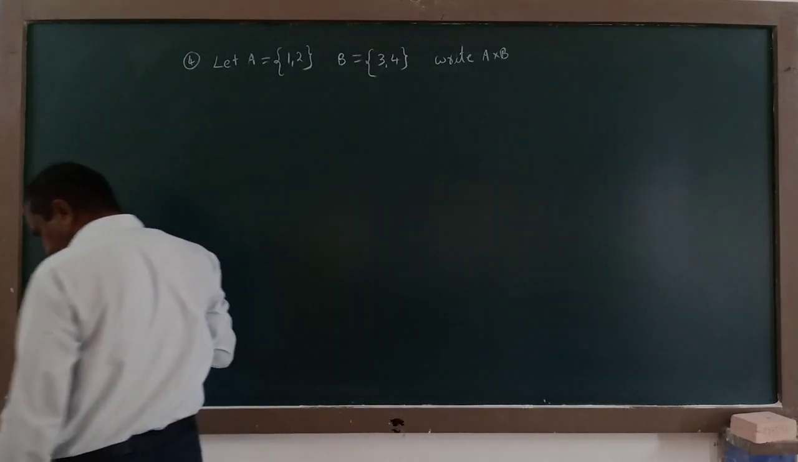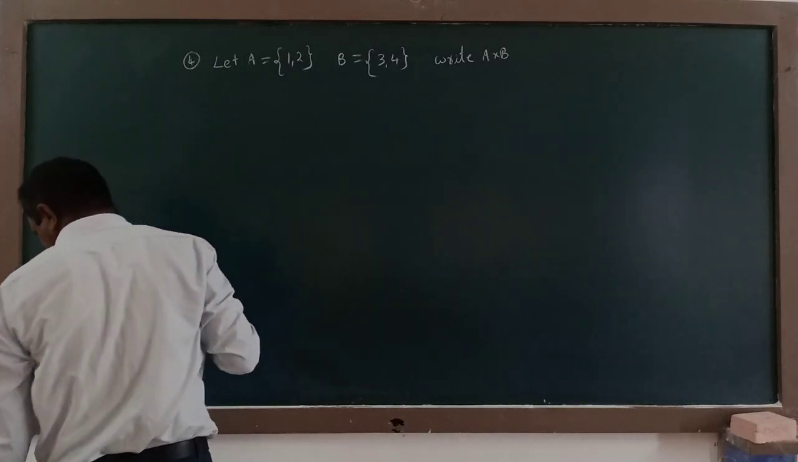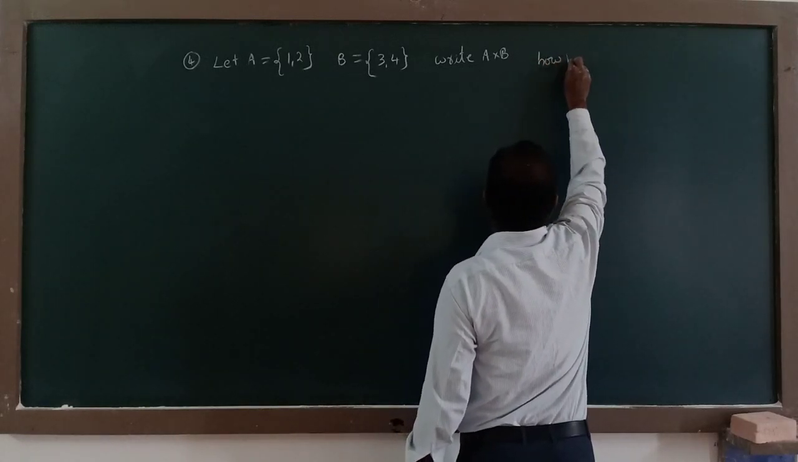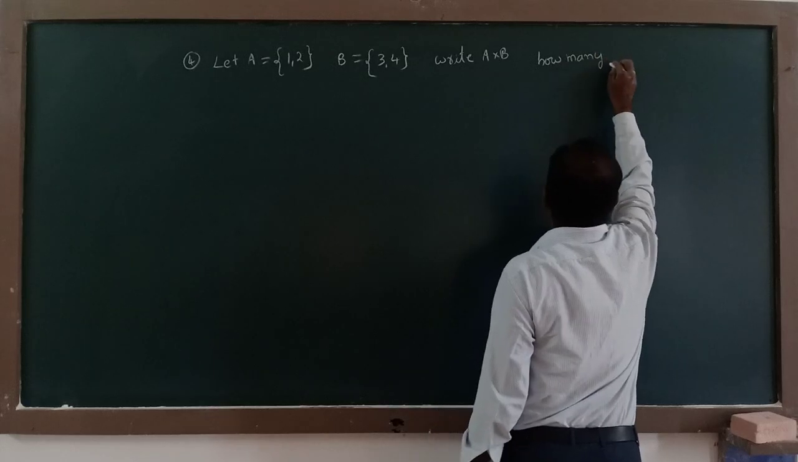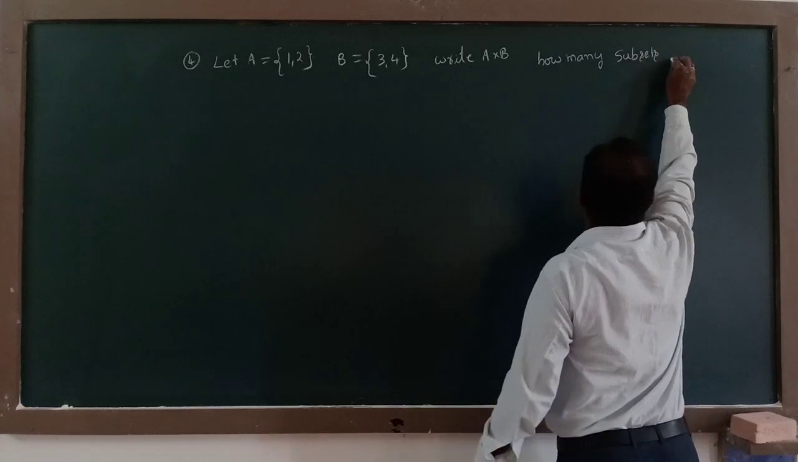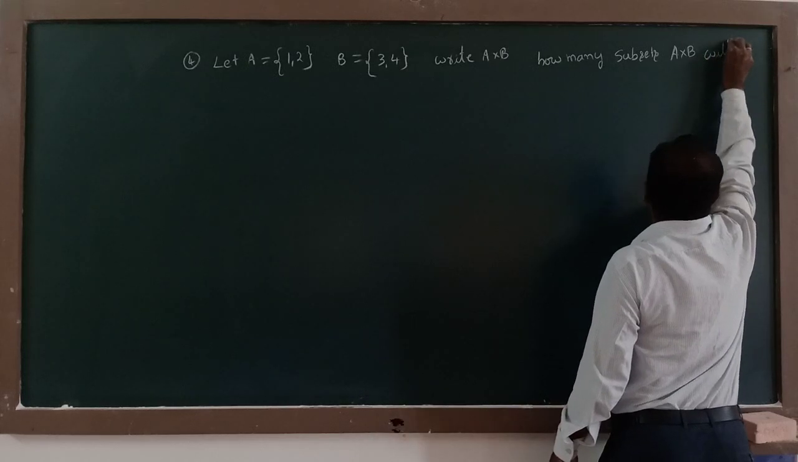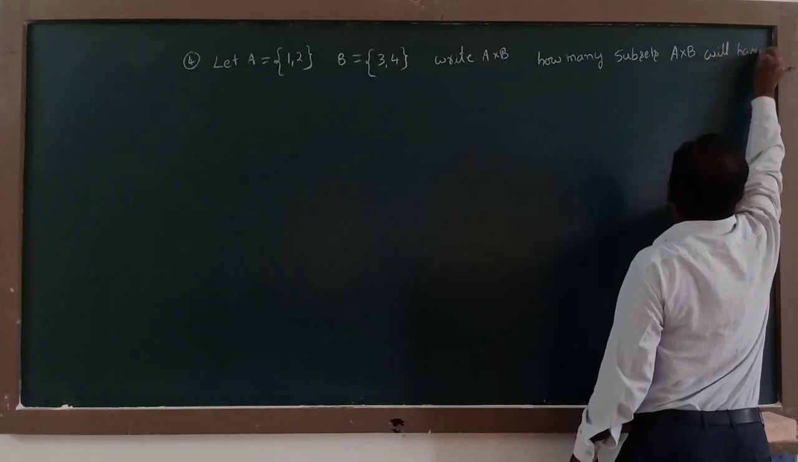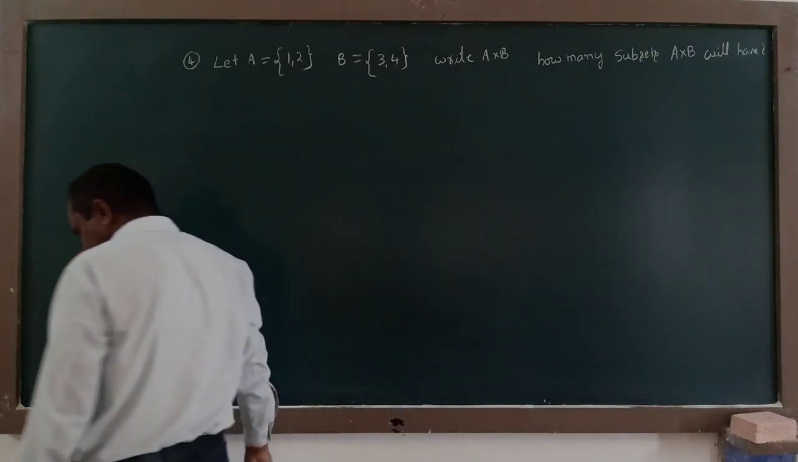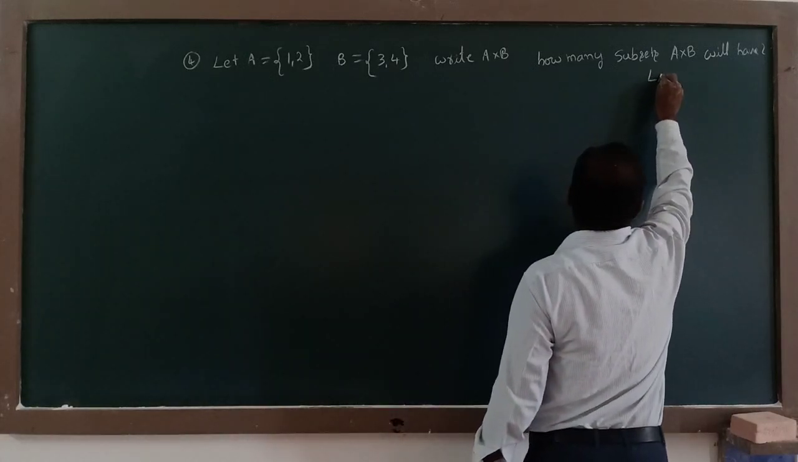And one more question they are asking here. How many subsets will A cross B have? And also they are asking one more question: list them. Here I am writing, list them.